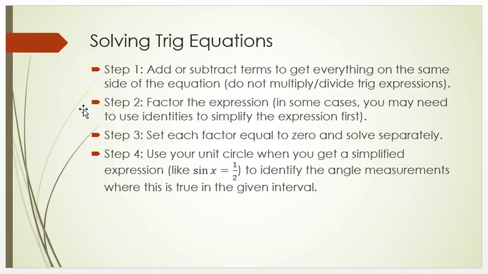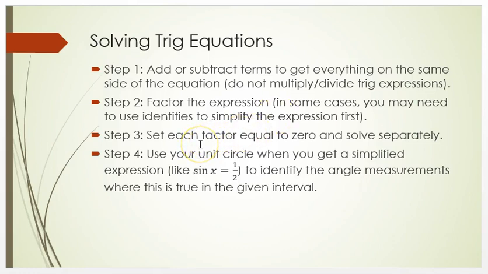Step 2, usually you can just go straight into factoring the expression. It may be a GCF or a difference of squares, whatever the case may be. But sometimes you may also have to use a trig identity, especially if you're doing the trinomial factoring where you break it into two binomials. You might need to use one of those Pythagorean identities to make sure everything shows the same trig expression throughout. You can't have some sines and some cosines if you're doing the trinomial factoring.